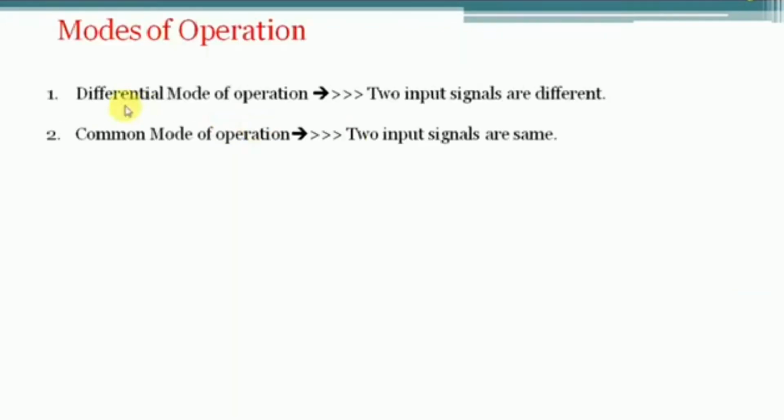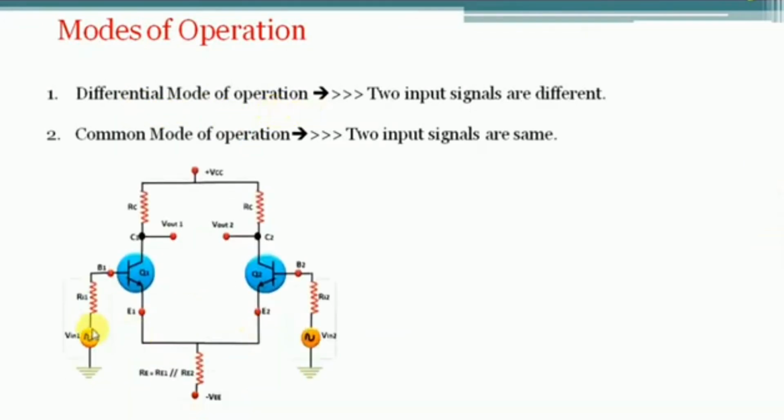What do we mean by differential mode of operation? In this mode, the two input signals Vin1 and Vin2 are different. They are different in the sense that their amplitudes are different, or their amplitudes are the same but the phase angles are different. Depending on the signal parameters, we can define that these two input signals are different.